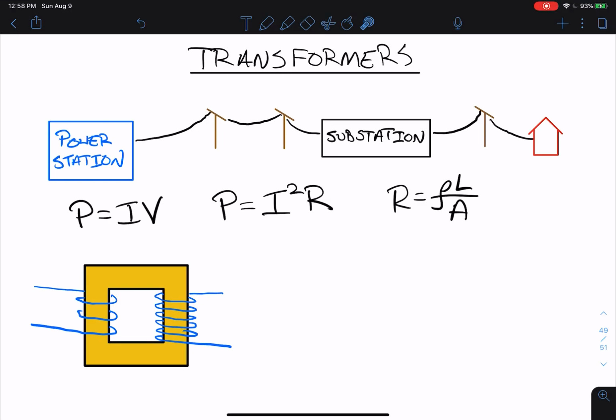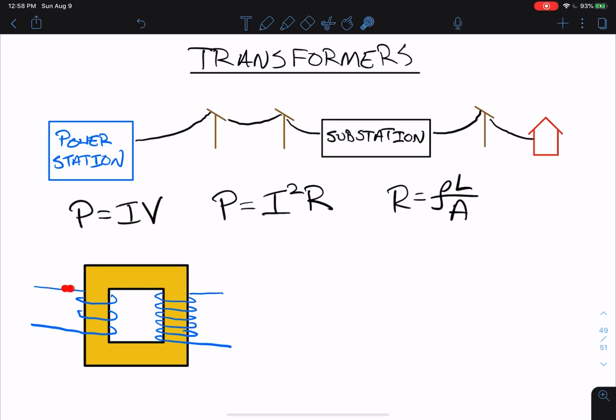Transformers work best with AC, which is alternating current. In alternating current, the individual electrons do not actually travel all the way around the circuit. They just oscillate in place, like this, go back and forth. And then if one is oscillating, then the one next to it starts oscillating, and so on and so forth. It's kind of like longitudinal waves.